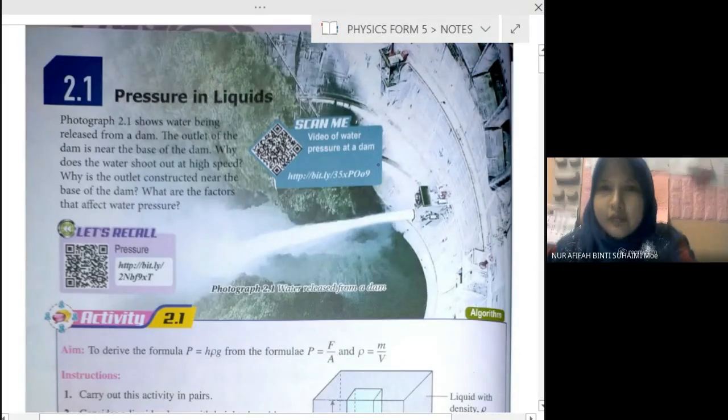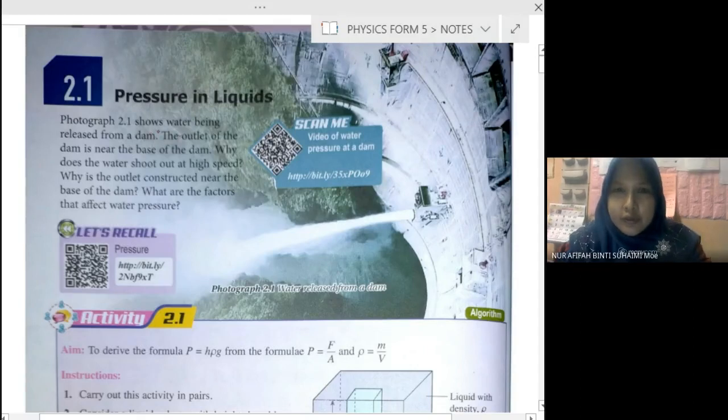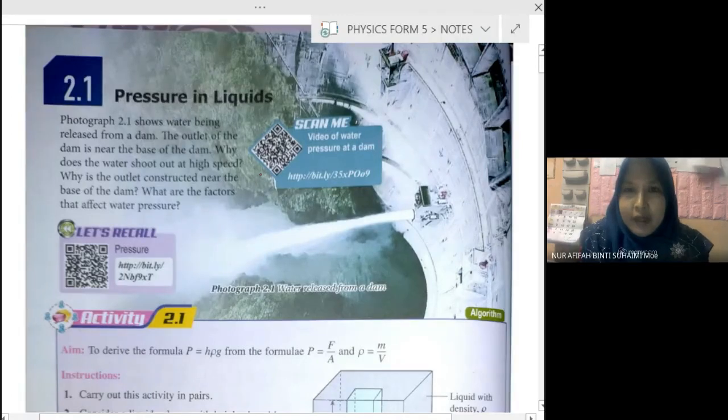You see the picture here. A big dam. The photograph shows water being released from a dam with a big pressure. The outlet of the dam is near the base of the dam. Why is the outlet at the base of the dam? Why does the water shoot out at high speed? And what are the factors that affect water pressure? So today, kita tengok yang pressure in liquid.